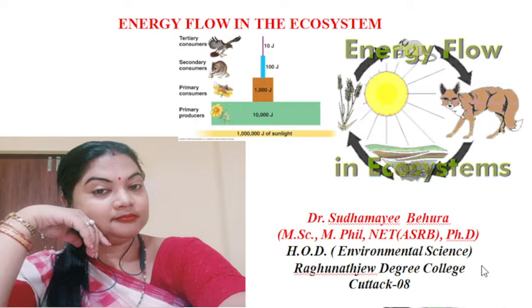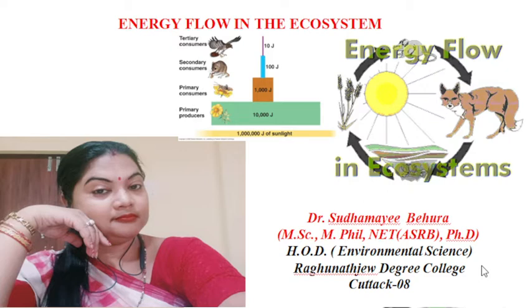What is anthropogenic or man-made ecosystem? Anthropogenic or man-made ecosystem is the system which is particularly made by human beings. For example, we can say agricultural field, that means crop field. Okay, so this is ecosystem.